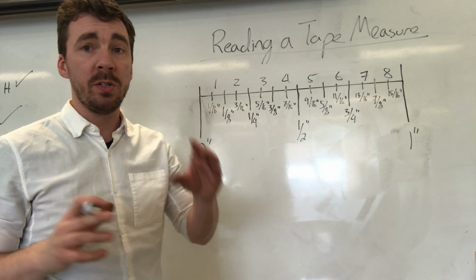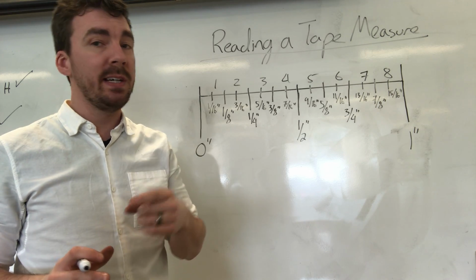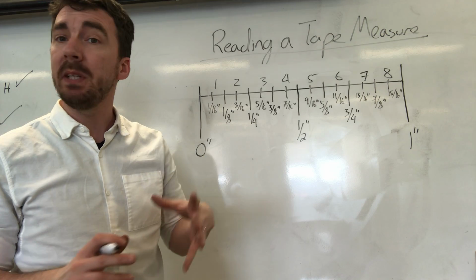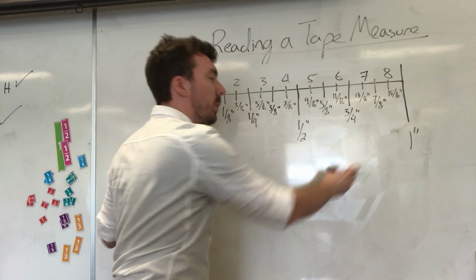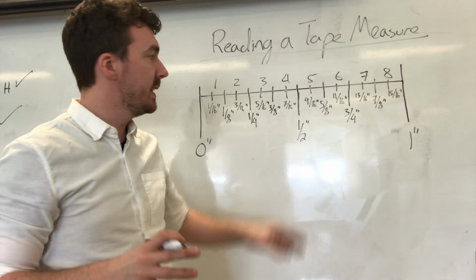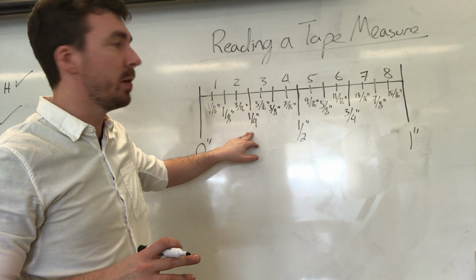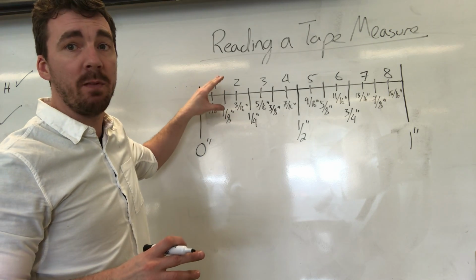Okay, and what you'll do when you see this is again with these lines. It's not the longest line or the shortest line, it's the second shortest line you'll typically see on a tape measure. Okay, so we have 0 and the 1, the inch mark, that's the longest. Then the next longest is the half inch, then the next longest is the quarter of an inch, and then the next longest after that is 1/8 of an inch.